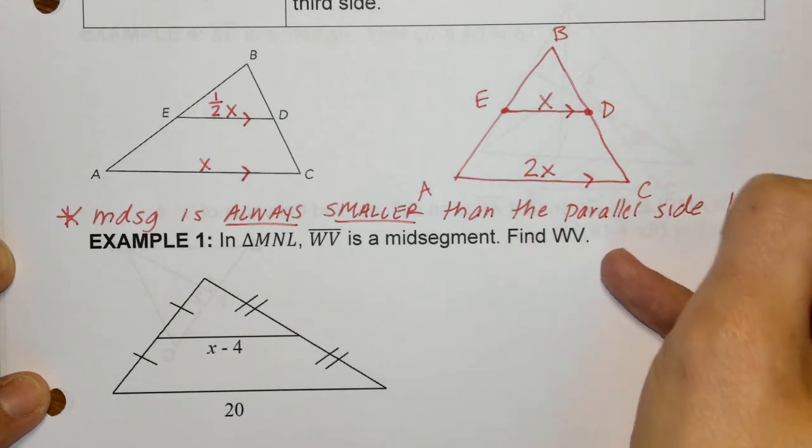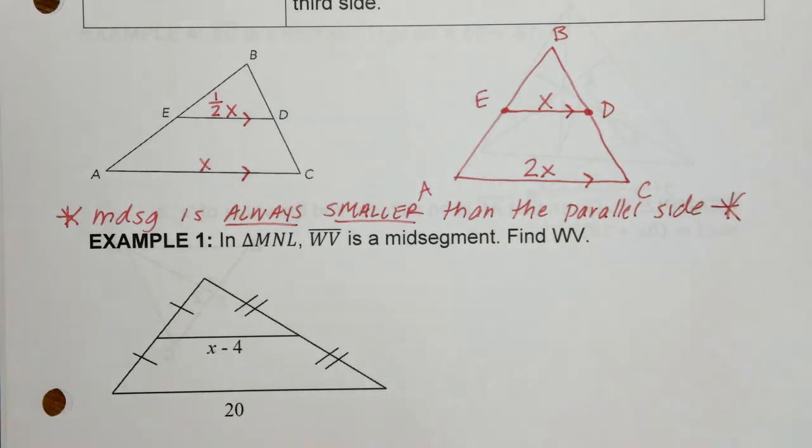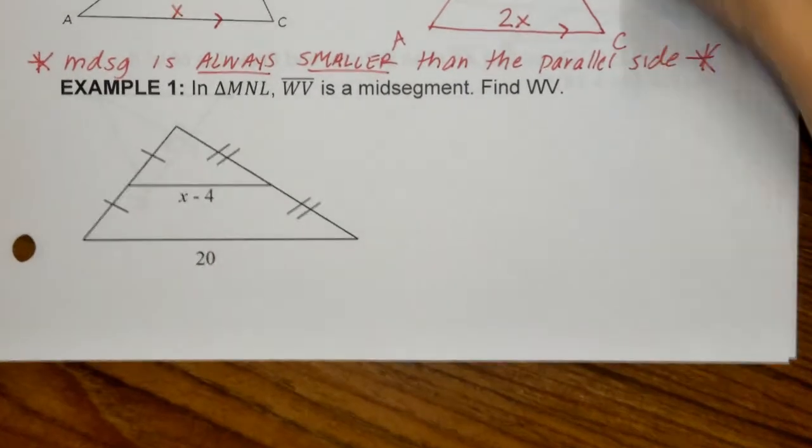So when you're going through and doing the math, you always need to make sure that the midsegment number is smaller. If you find out you got a bigger number, you went the wrong direction. You need to take half. Or if you find out the parallel side is smaller, you need to go back and do the opposite. Make sure you double. And again, we'll get some practice in here.